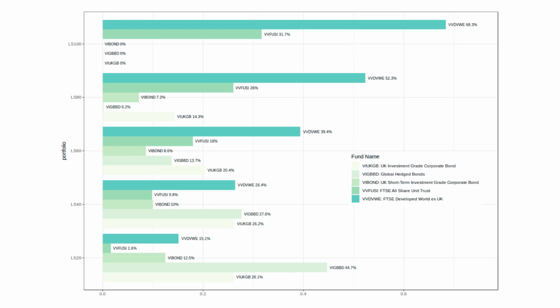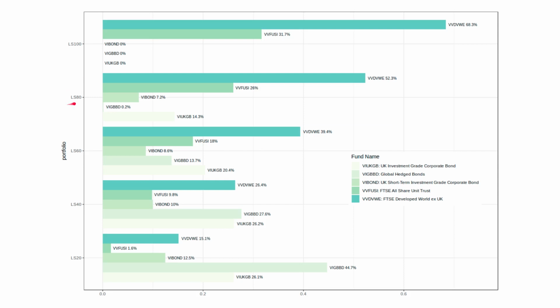I found that you can match the returns fairly well using just 5 funds. The fund names are listed here, and the allocation for LifeStrategy 100 is here. You can see that it uses just 2 funds. Vanguard's Developed World X UK fund, which makes up about 70% of this portfolio, and the Vanguard FTSE All Share Tracker, which makes up the rest of the portfolio.